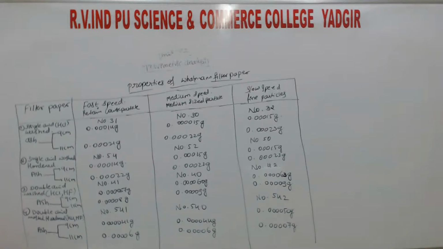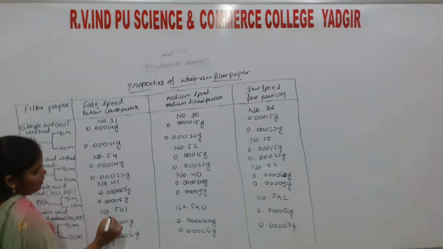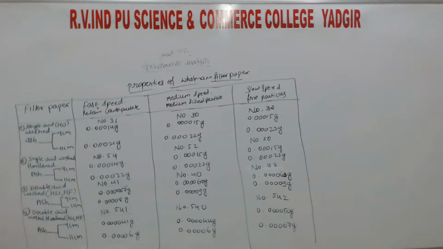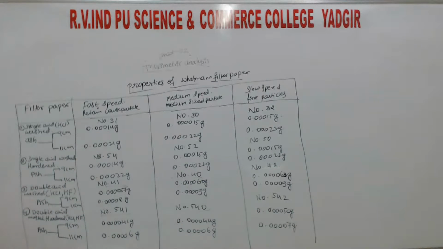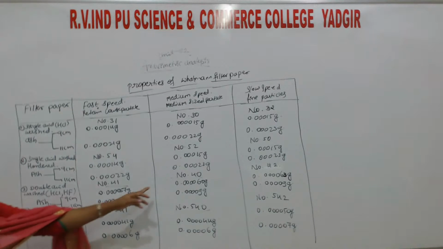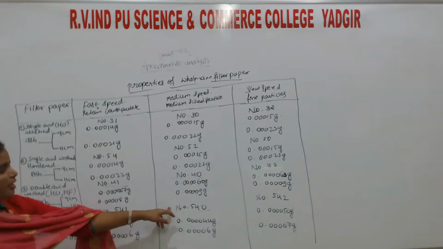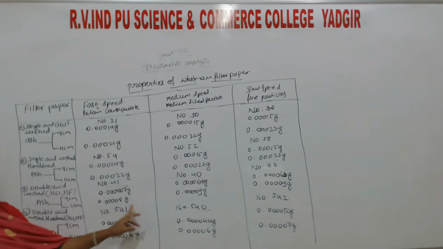The filter paper number 41, this one, and another, 541. These two filter papers are used in gelatinous precipitation and then quantitative analysis. The filter paper numbers 40 and 540 are used for medium sized precipitate. Here these two are used for medium sized precipitate and these two are used in gelatinous precipitation.